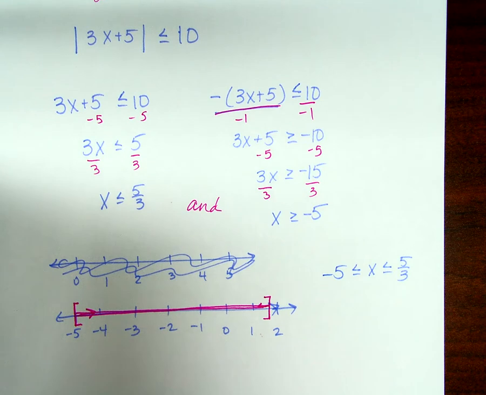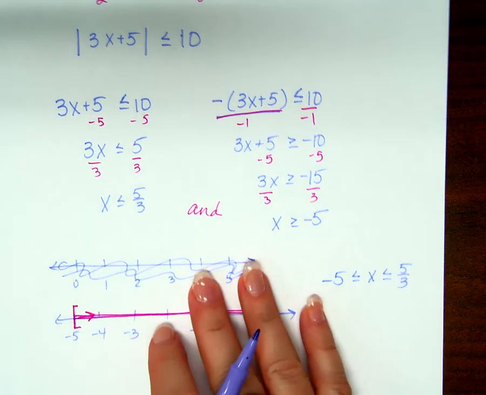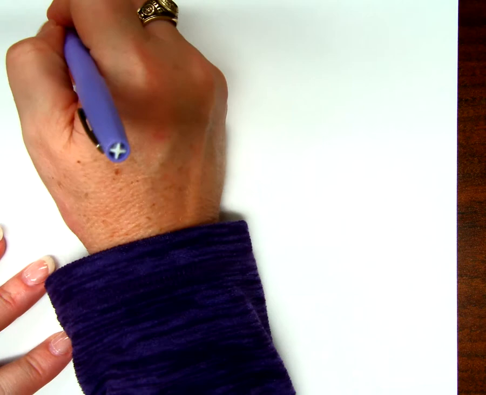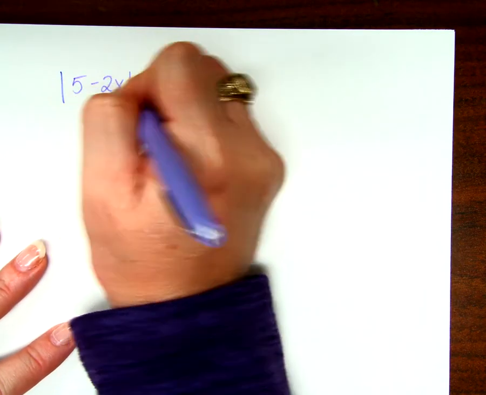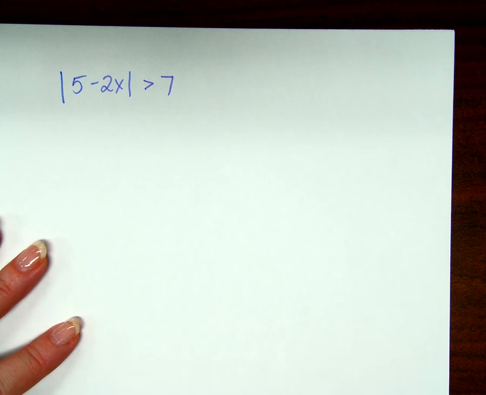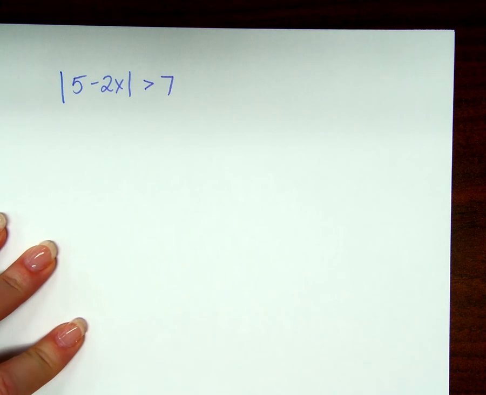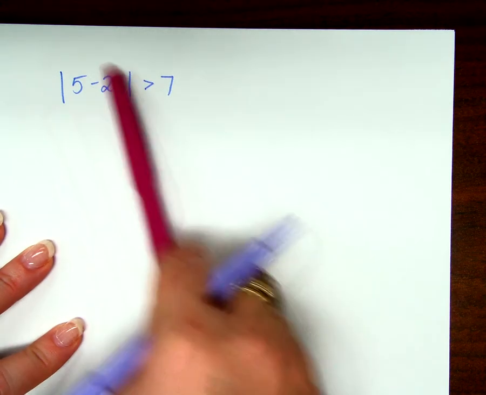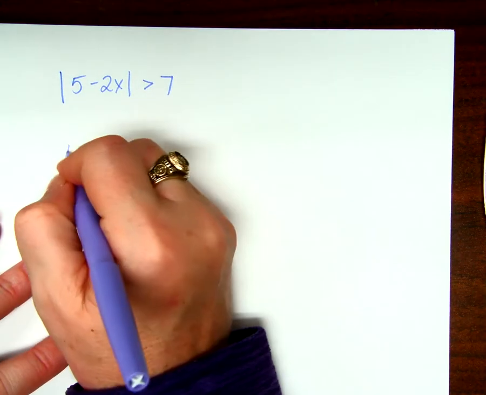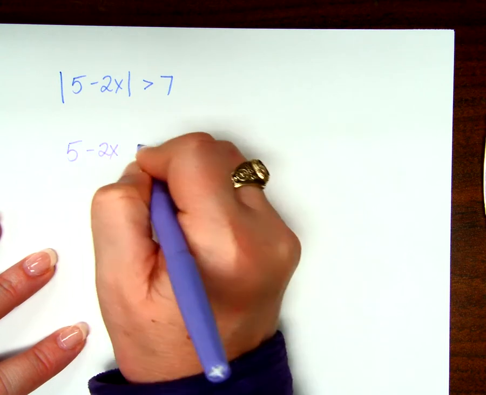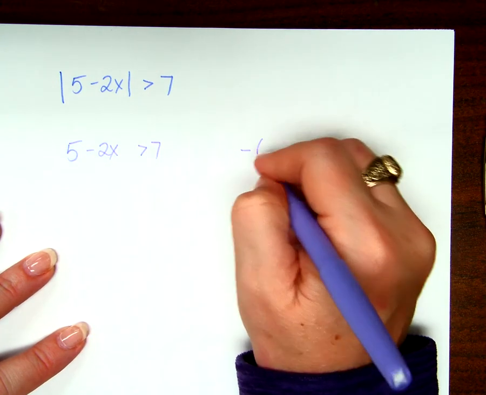Should we do one more of those? Let's do one more of those, okay? Absolute value of 5 minus 2x is greater than 7. Actually, we're going to do two more just for the record. Okay? Absolute value of 5 minus 2x is greater than 7. So isolate the absolute value like we talked about yesterday. Okay, it is. Then we need a positive 1. And we need a negative 1.